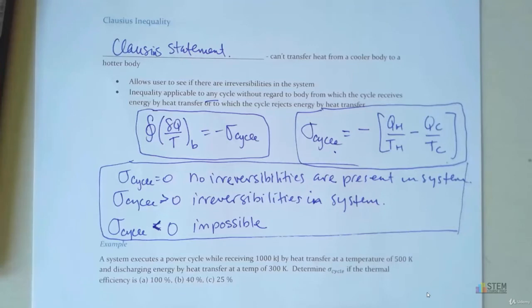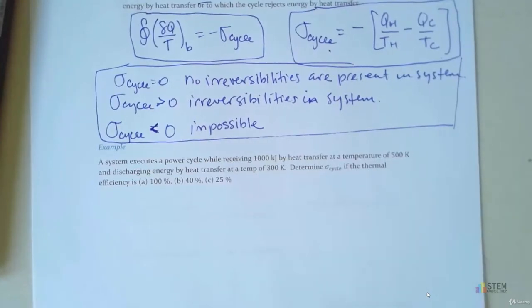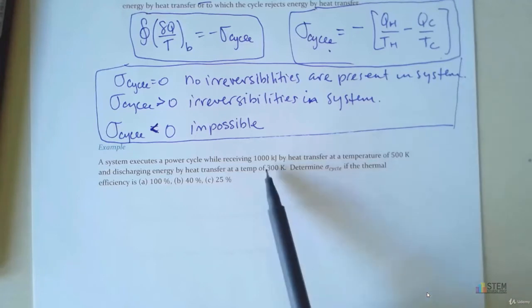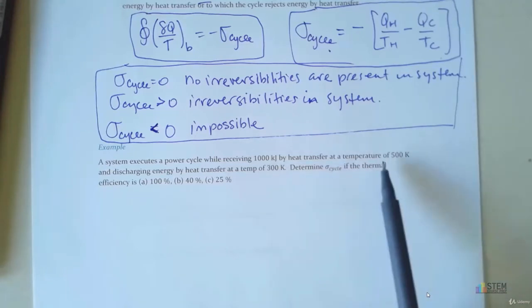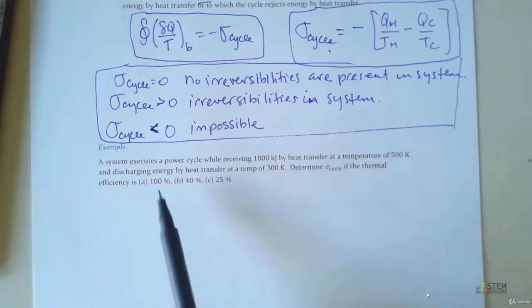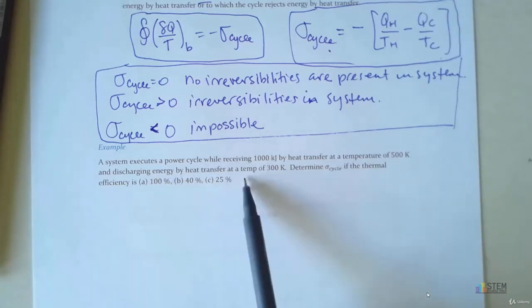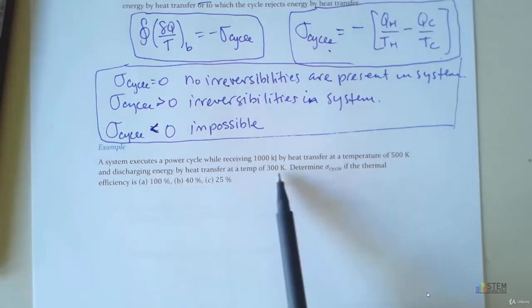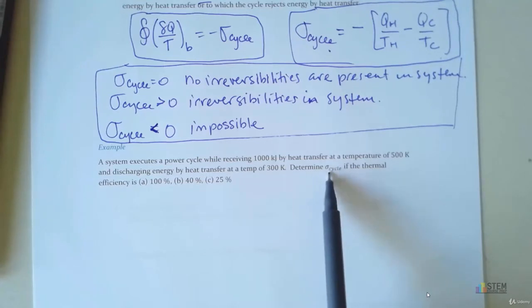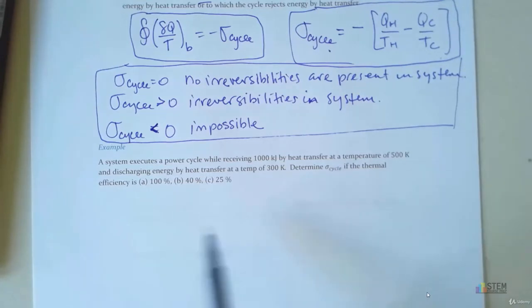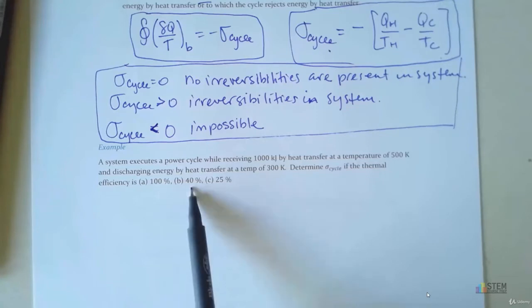Now let's go ahead and we'll go right into the example. So this will be our last example for chapter 5. This example says that we have a system undergoing a power cycle while receiving 1,000 kilojoules by heat transfer. The temperature is going to be 500 K. It's discharging energy by heat transfer at a temperature of 300 K. We need to determine sigma cycle if the thermal efficiency is 100%, 40%, or 25%.